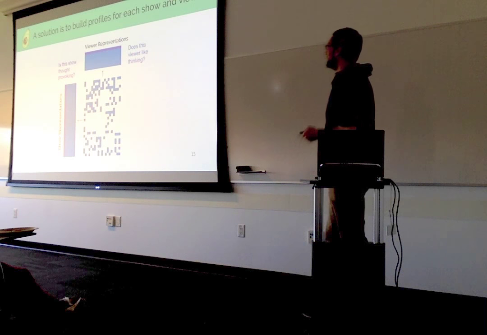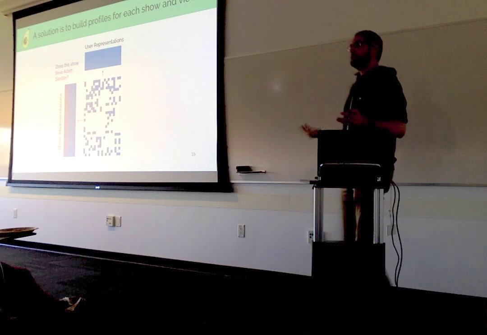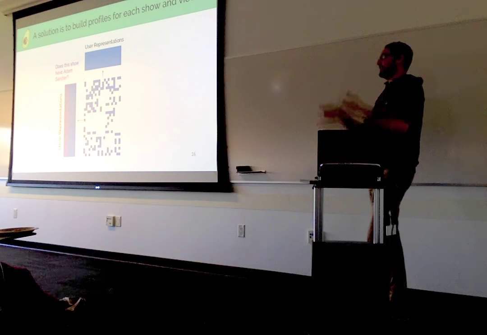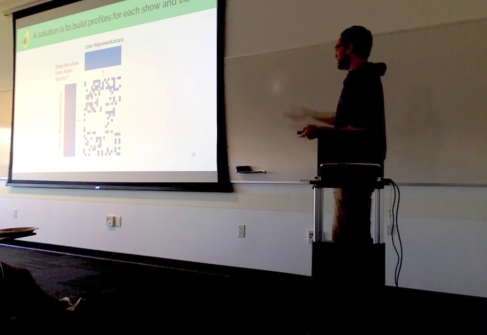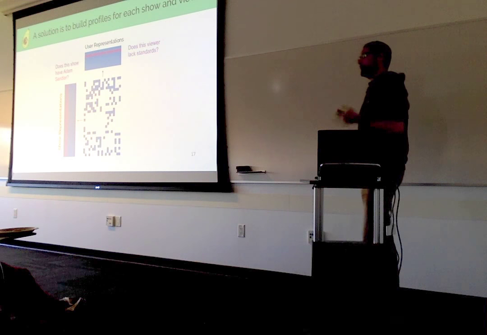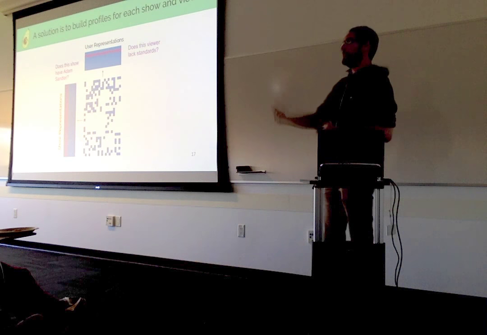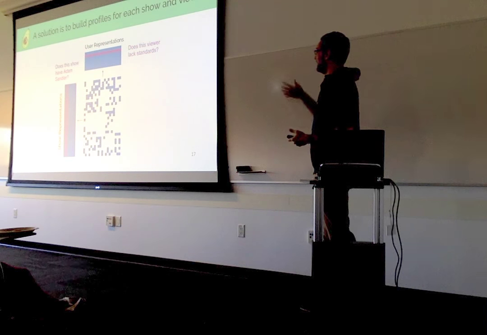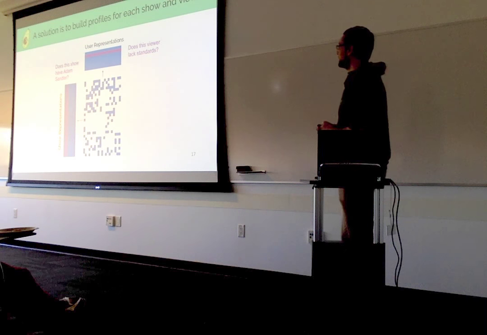Then you can imagine that the next phenomenon is, does this show have Adam Sandler? Because it doesn't just need to be some abstract concept, it could be something very specific, like is a famous actor or actress in this show? And of course, the corresponding user representation would be, does this viewer lack standards? Because if both of those are true, then the viewer is probably going to give a much higher rating to the show, whereas if the viewer doesn't lack standards, then they'll probably give a lower rating.